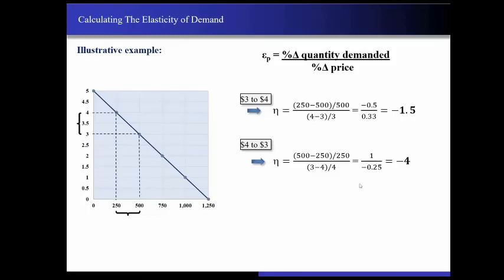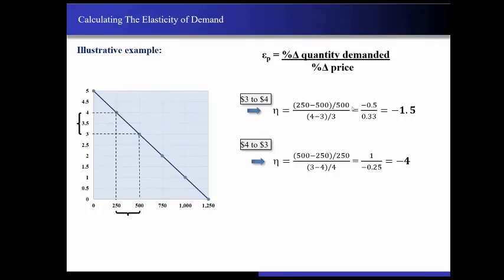So all you need to know for this is that we don't like this. It's confusing. So what we're going to do when we calculate elasticity, we're not going to do this. We're going to use the midpoint method. And all the midpoint method does is use, for these denominators, the average of the two numbers, right?